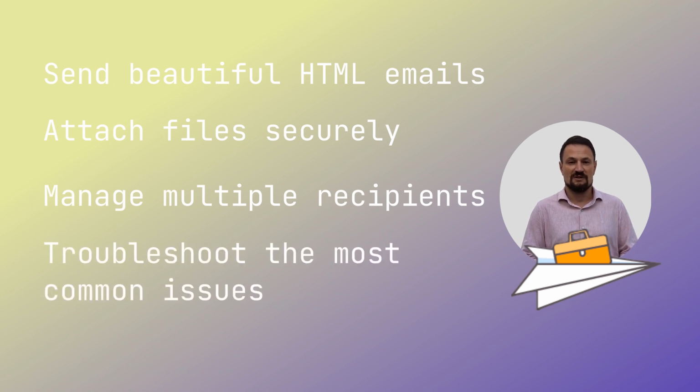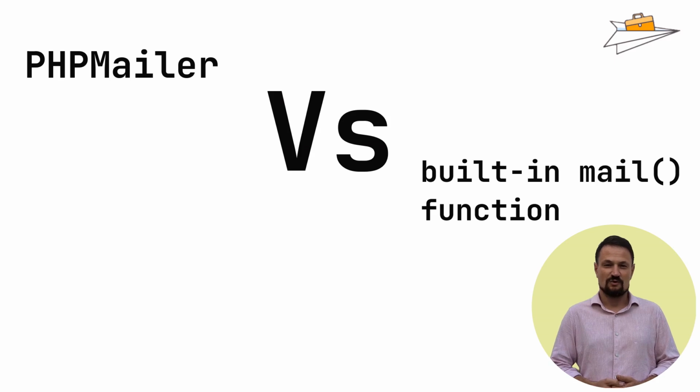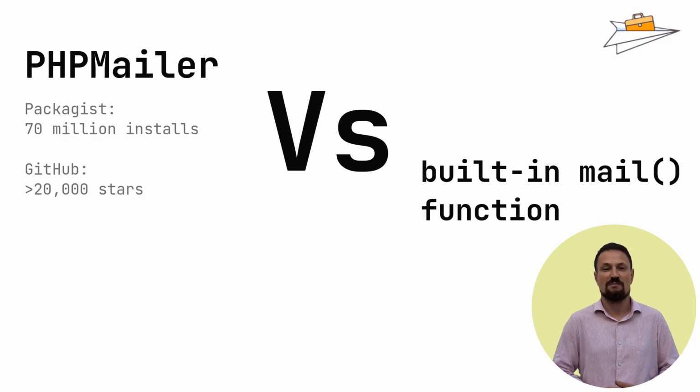Alright, before we dive into the code, let's take a quick step back and answer the big question. What is PHPMailer, and why should you use it instead of PHP's built-in mail function? PHPMailer is an open-source PHP library that's designed to simplify email sending. It's been around since 2001, and it's one of the most downloaded PHP libraries out there, with over 70 million installs on Packagist and more than 20,000 stars on GitHub.